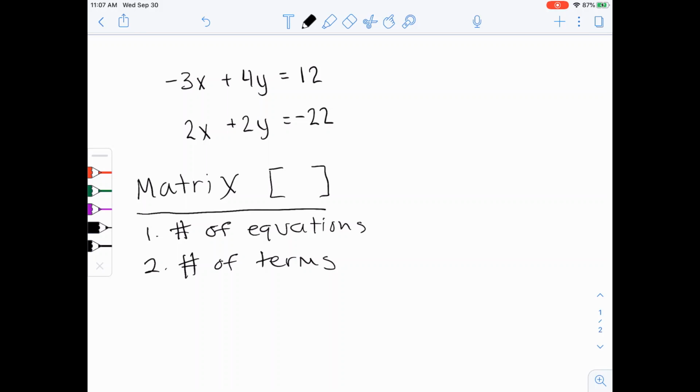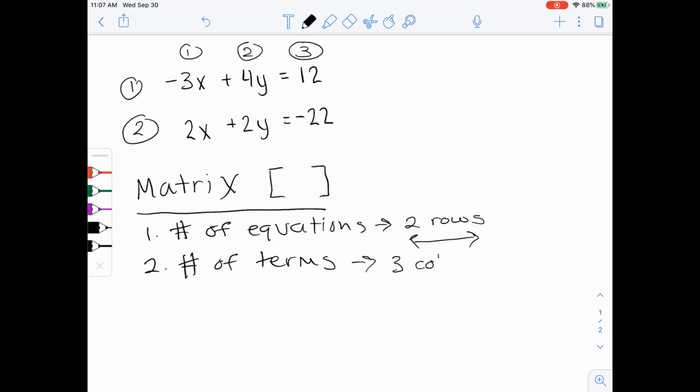The number of equations is 2. So that tells me I'm going to have 2 rows in my matrix. Rows go left to right. I have 1, 2, 3 terms. So that tells me I'm going to have 3 columns. Columns go up and down.